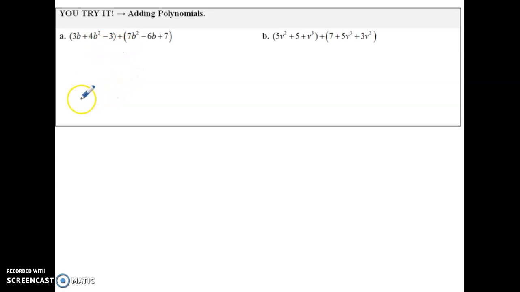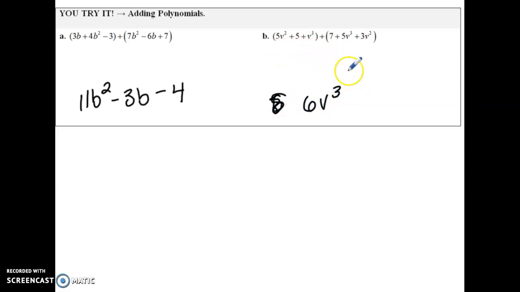Okay, so when we combine our like terms here, we should have 11b squared minus 3b minus 4. When we combine our like terms here, we should have 6b to the 3rd, and 8b squared, and 12.